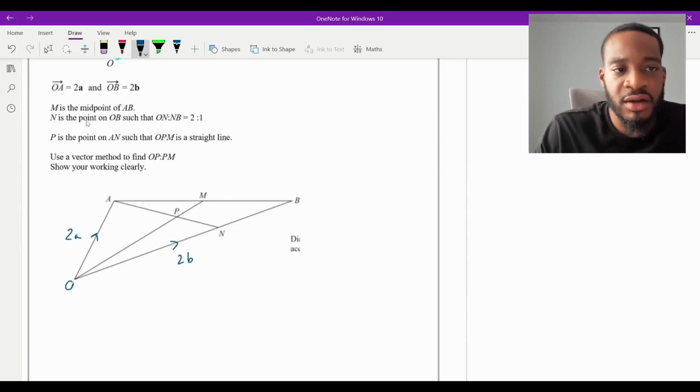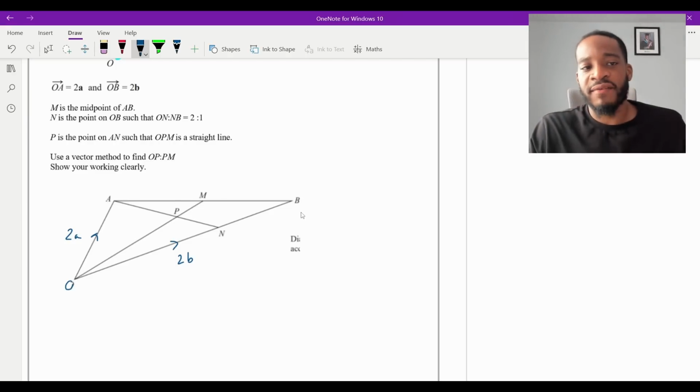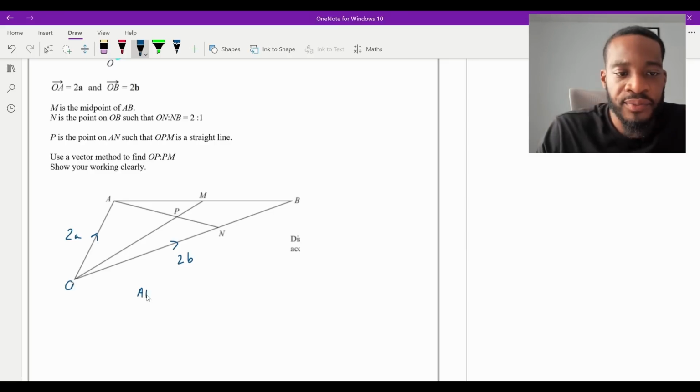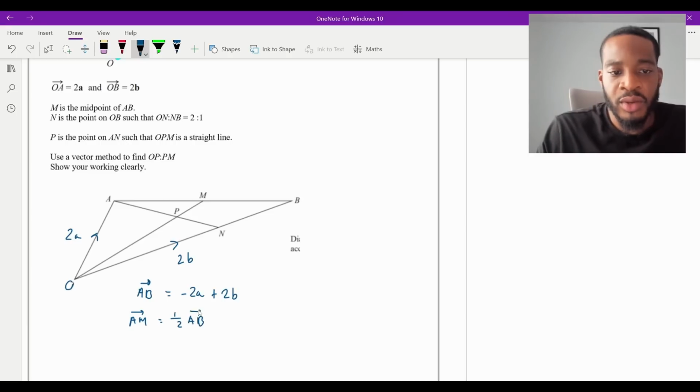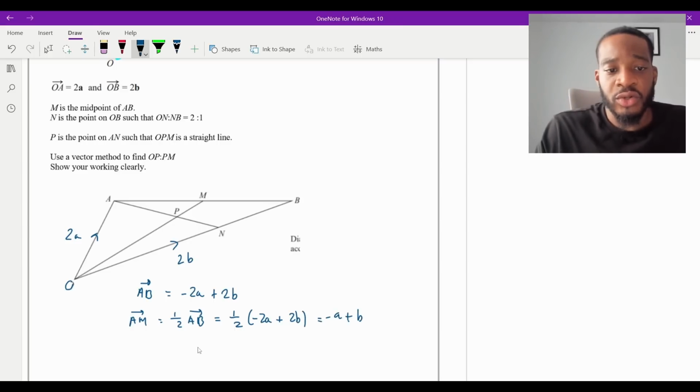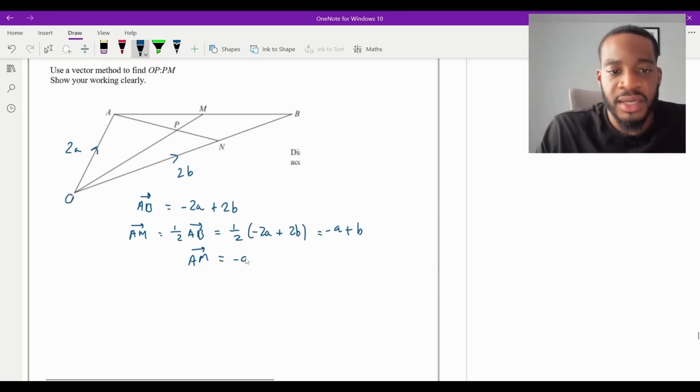Now, the first sentence after that says M is the midpoint of AB. For me, that tells me I can calculate what the vector A to M is, because A to B, just by looking at it, is going to be equal to going from A to O, which is minus 2A, and then plus O to B, which is 2B. Now, A to M is half of that, isn't it? Because it's the midpoint. So it's half of minus 2A plus 2B, which is just going to equal minus A plus B. So now I know that vector A to M is minus A plus B.